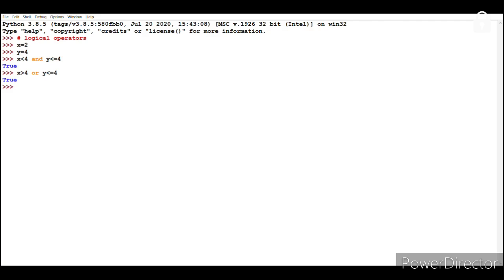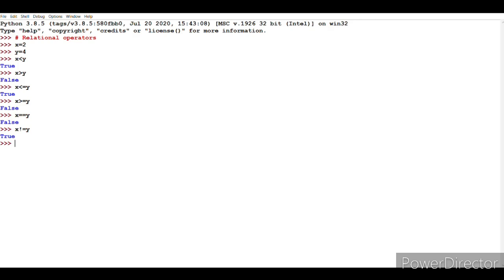The second example, it is a logical OR. The first condition is false, the second condition is true. We have learned that in logical OR, if one condition is true, then the output will be true. Now relational operators, same values. x is less than y, true. x is greater than y, false. x is less than or equal to y, true. x is greater than or equal to y, false. x equal to y, false. x not equal to y, true.